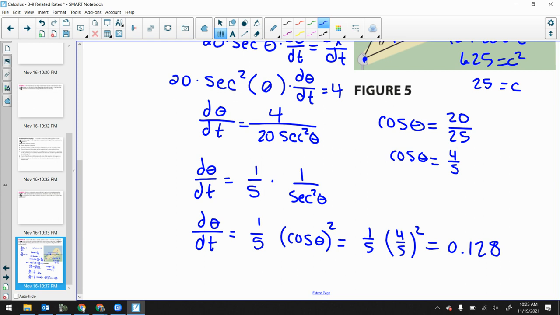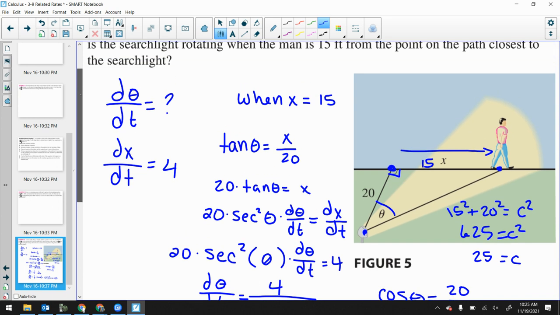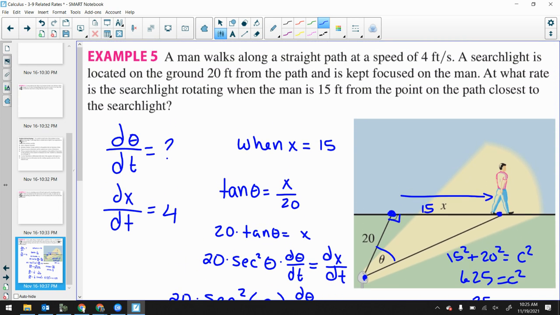Do you want to know what we're doing? This is a really cool problem. So what we're doing here is calculating how fast a light is tracking a guy. Let me read this. So this guy's walking this way at 4 feet per second, and this light is tracking him. We are calculating how fast the light is tracking him. Because it's fun. Because we can.